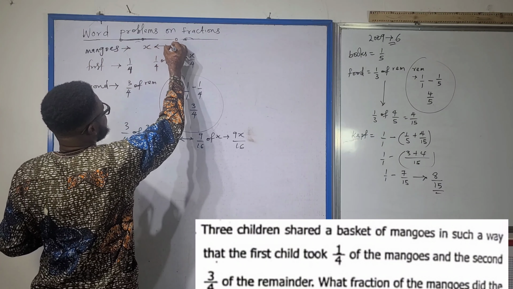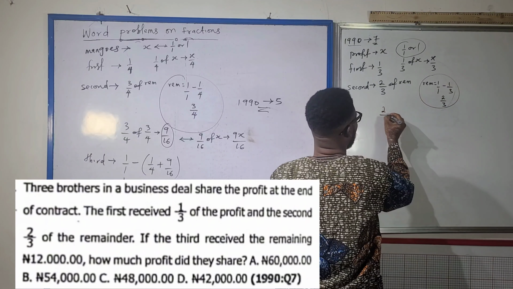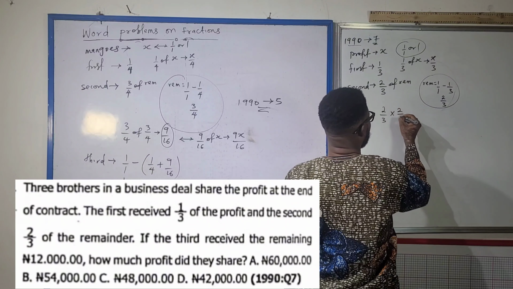That would be X/3. And moving forward with the question, second, 2/3 of the remainder. So the second is receiving 2/3 of the remainder, not of what has been shared. So you need to look for the remainder. The remainder here is going to be 1/1, which is the total fraction that we have, take away what the first person received, minus 1/3. That's going to give you 2/3. So 2/3 times 2/3 will give us 4/9. So in fraction form, the second is receiving 4/9, but in real value, the second is receiving 4/9 of X, and that will be 4X/9.